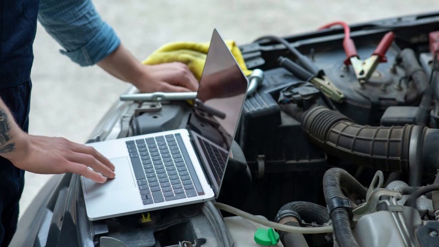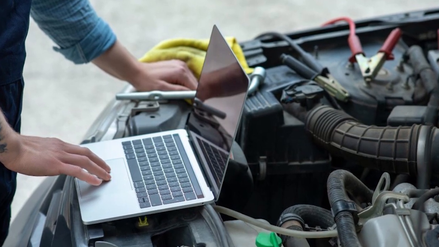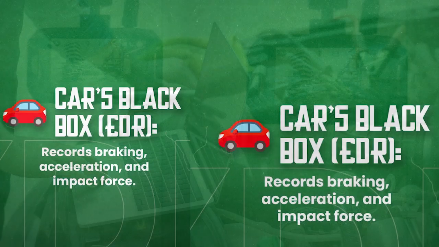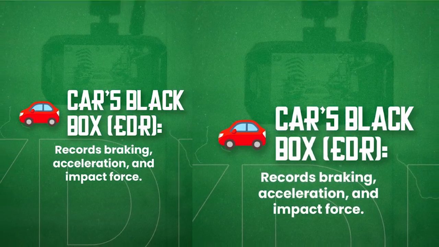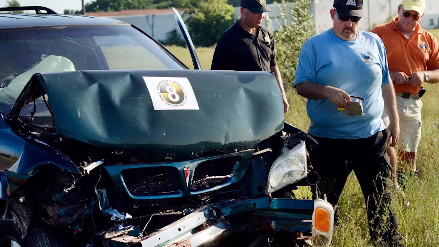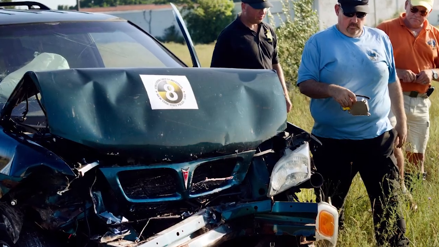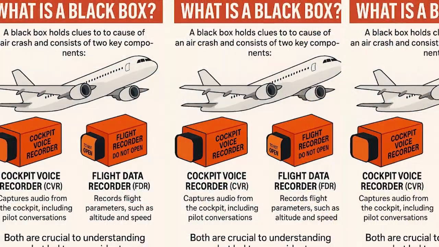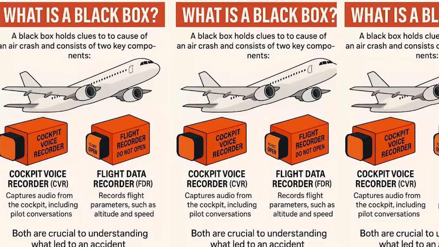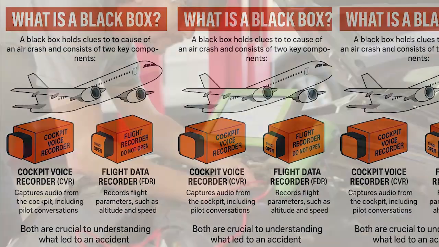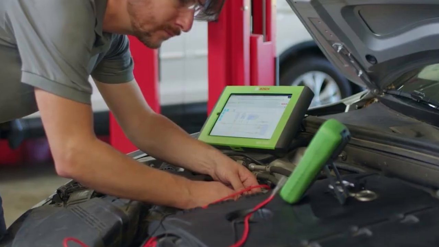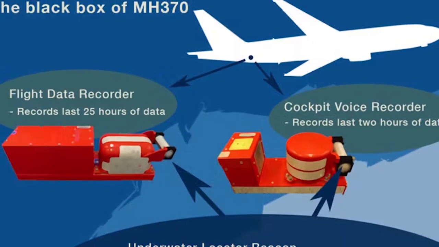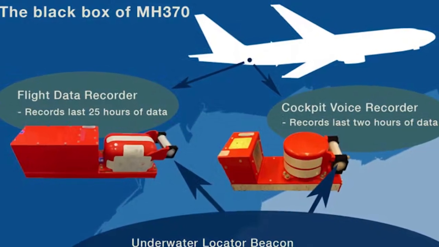When most people hear the words black box, they think of airplanes. But did you know that many modern cars also have their own version of a black box? These devices, more formally called event data recorders or EDRs, can be crucial in car accident cases. In today's video, we're going to explore how black box data is used in car accident cases, why it matters, and what you need to know if you're ever involved in a collision.